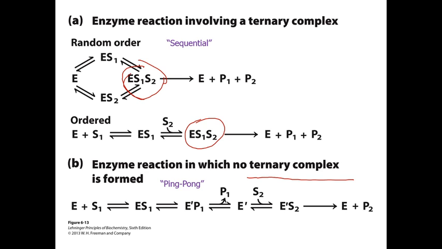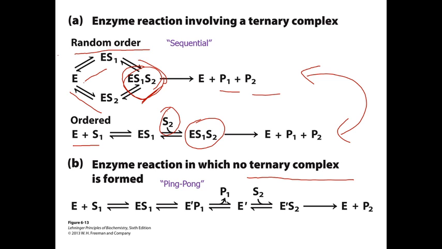The way this complex is formed can be via two different mechanisms. It could be random, which means that E can first form ES1, or it can first bind S2. So it can either bind S1, the first substrate, or the second substrate, and then form this. And then it can release P1 and P2 in this case. Ordered means that it always binds the first substrate and then binds the second substrate, forms a ternary complex, and releases the products.